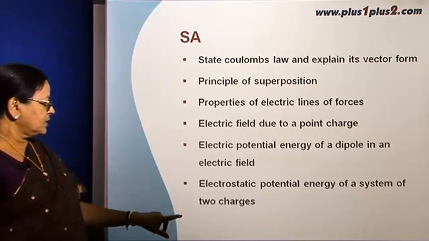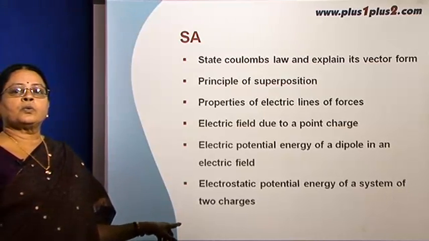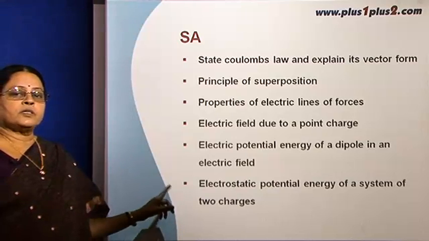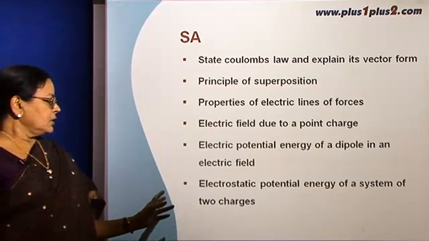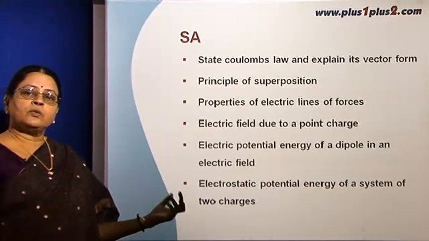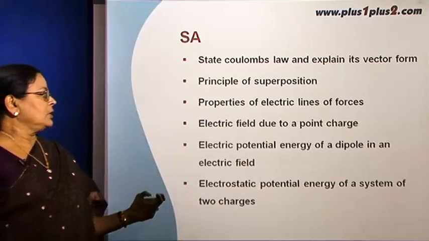Electric potential energy of a dipole in an electric field, electrostatic potential energy of a system of two charges: everywhere you have to give a small sketch on the basis of which you are going to explain your answer. So you have to say, let Q1, Q2 be two charges, then you must mark in your diagram Q1 and Q2.